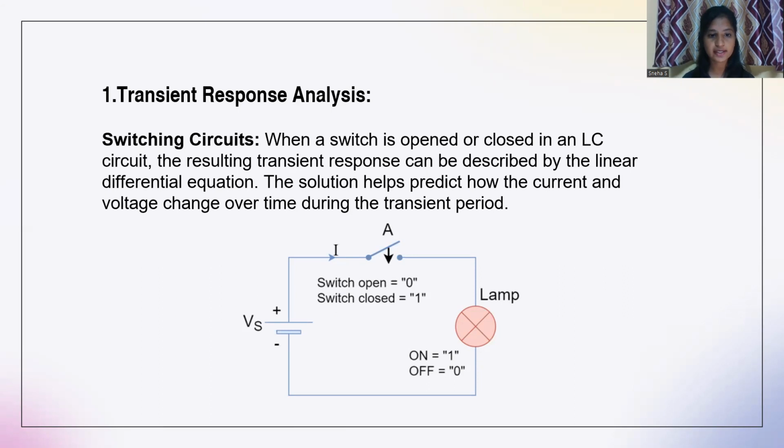So here is a circuit diagram. It has a potential difference, and a current flowing through the switch. If the switch is open, it's 0, and if the switch is closed, it's 1. And we can also find a lamp here. We will be using this linear equation here in order to analyze this LC circuit.